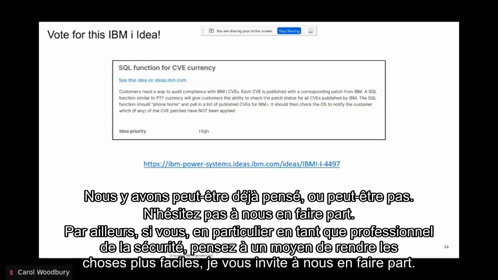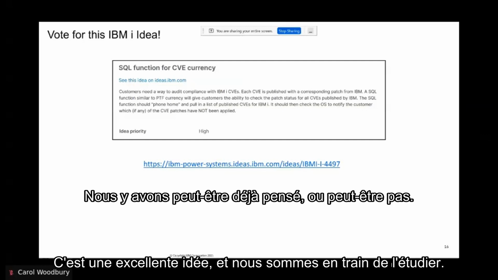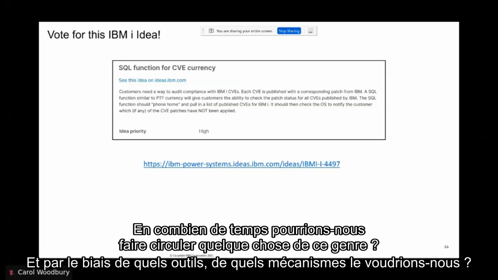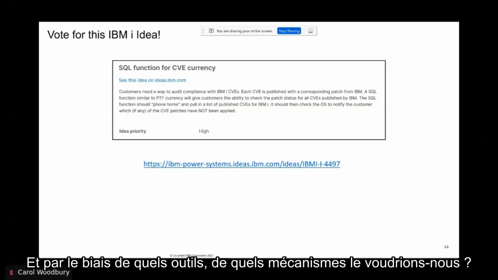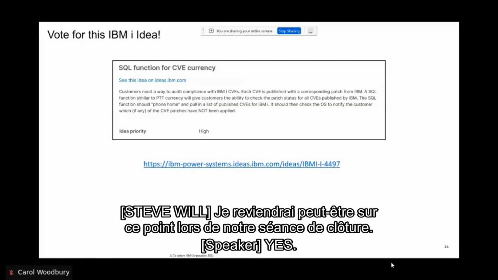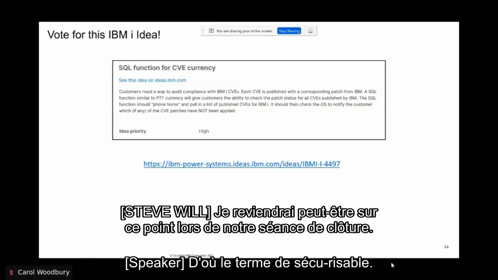This is a great idea, and we are currently investigating how quickly we could get something like this out there, and through what tools, what mechanisms we would want. And maybe I'll mention that again when we get to our wrap-up session. Yes, thus the term securable. Yes.